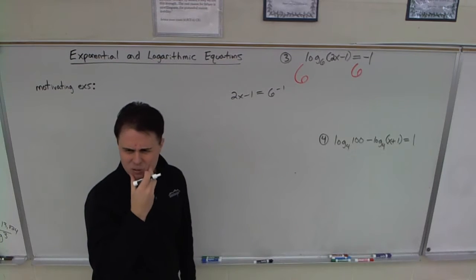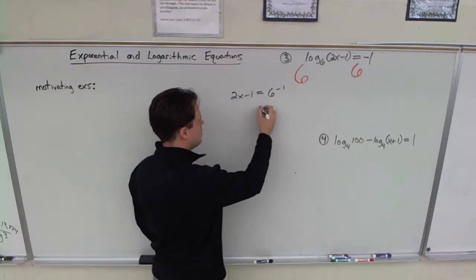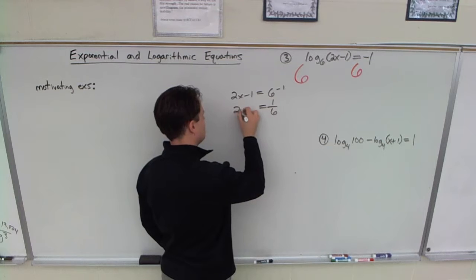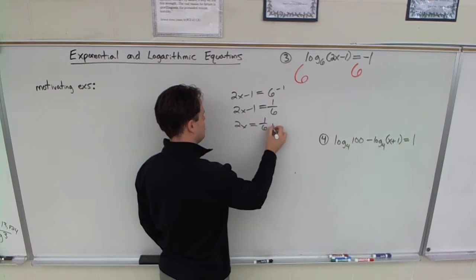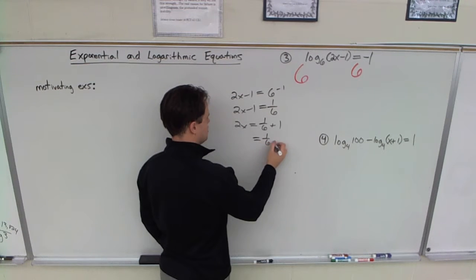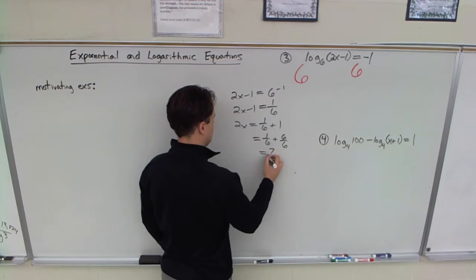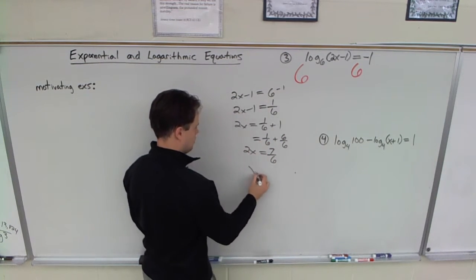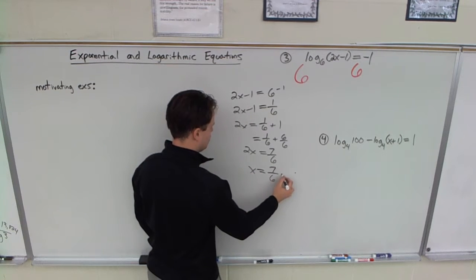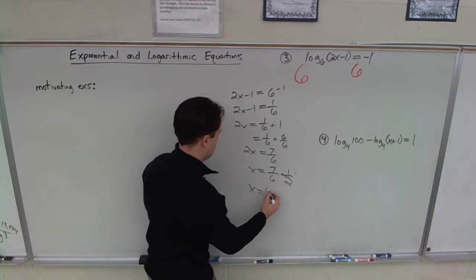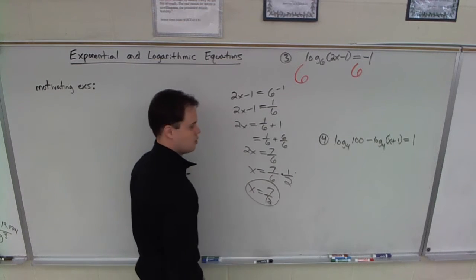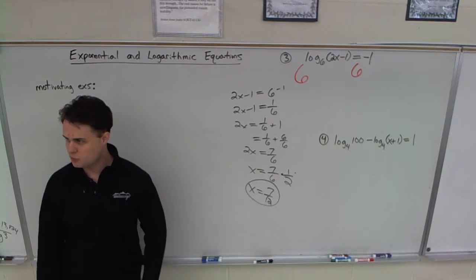What's 6 to the negative 1 power? It's a 6th. And it's just easy algebra. So add 1, that's 1/6, and 6/6, so that's 7/6. And divide by 2, it's the same as multiplying by the reciprocal, right? So you're going to get 7/12. So there you go.